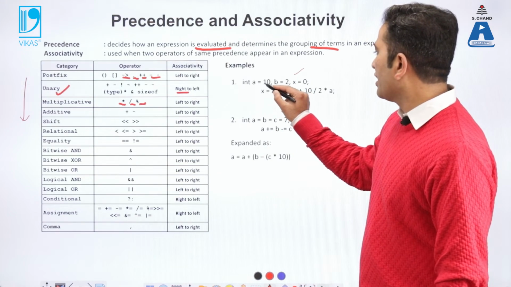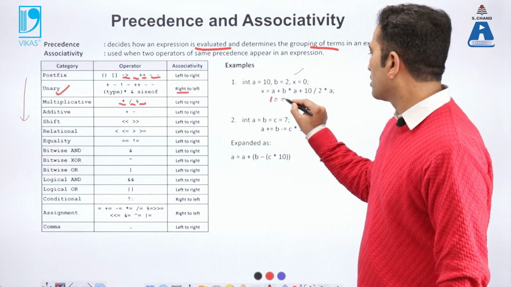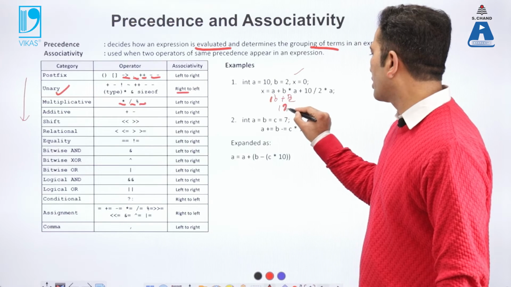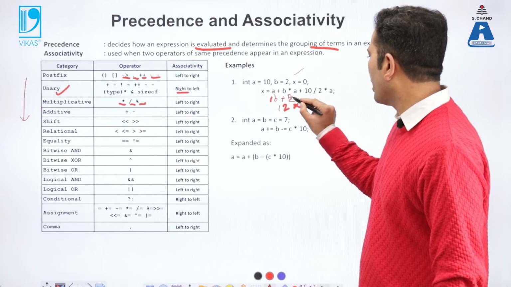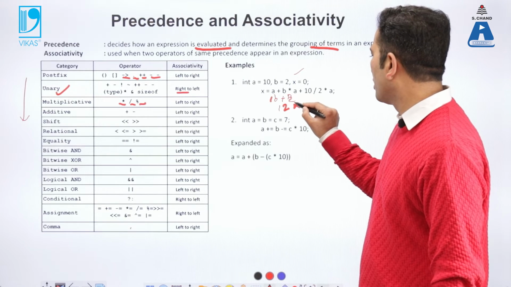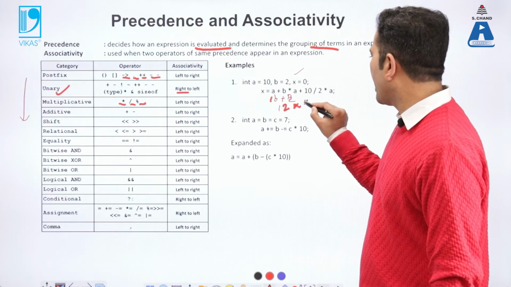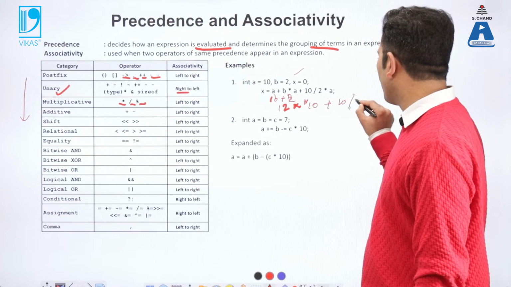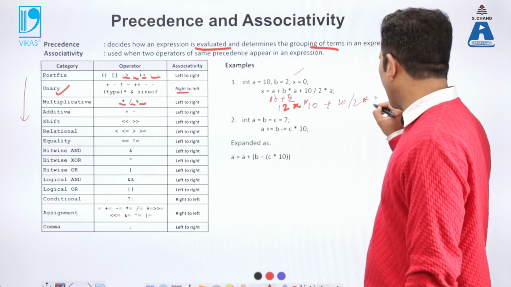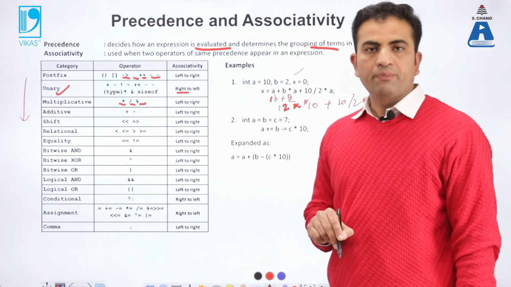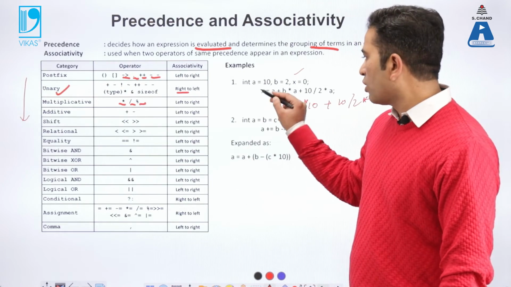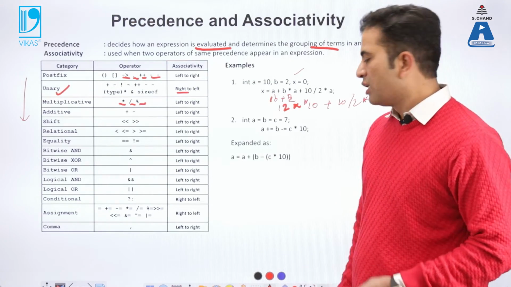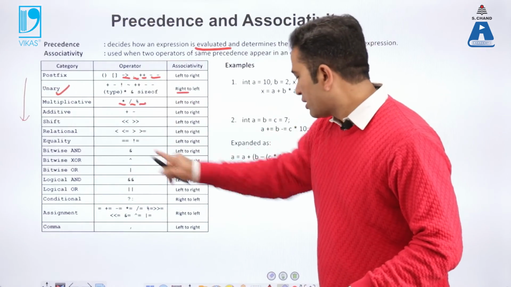Okay, a is 10 plus b, that is 2. So a plus b is 12, multiply by a, that is 10, then plus 10 divided by 2 multiply by 10. A person who doesn't know the precedence and associativity rule can solve this expression in this manner, but this is absolutely wrong. The computer doesn't follow this rule, because the computer has to follow this particular chart.